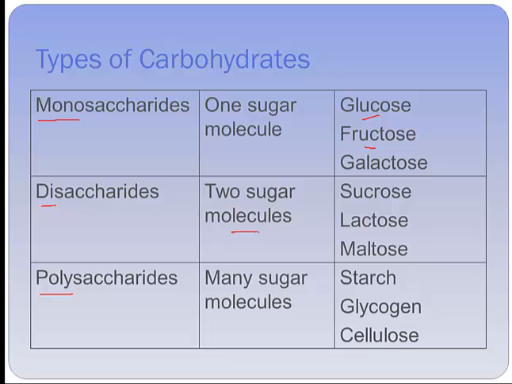So there are 2 simple sugars, things like sucrose, lactose, which would be in milk, maltose, and then polysaccharides, which would have lots of these monosaccharides joined together, so many sugar molecules. So things like starch, glycogen, and cellulose, which is basically a type of fiber.